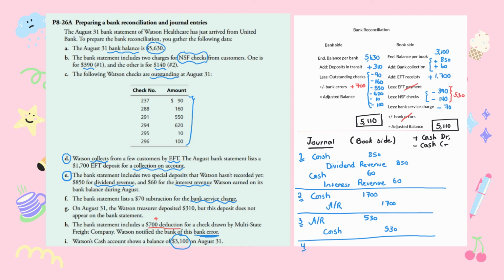Now the fourth adjustment is for bank service charge, minus 70. So cash will be in the credit side because I'm decreasing cash, and the debit side I'm gonna write bank expenses. And the amount is 70.